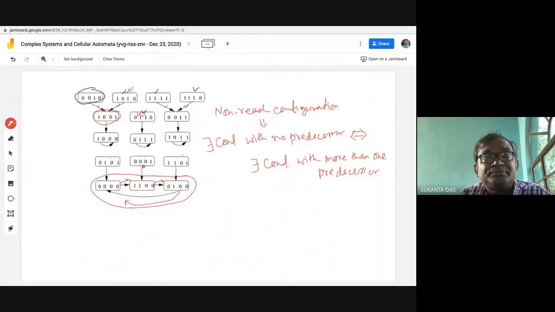So here you can see 0001, 1000, 100. These three configurations form a cycle, right? So all the configurations are cyclic configurations. 1000 forms a cycle of length 1. This is a cyclic configuration, like this. It's okay.